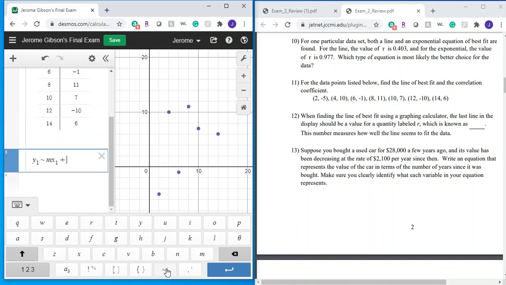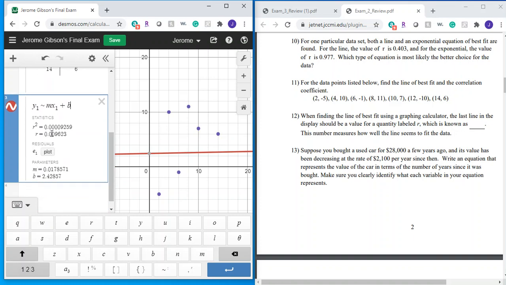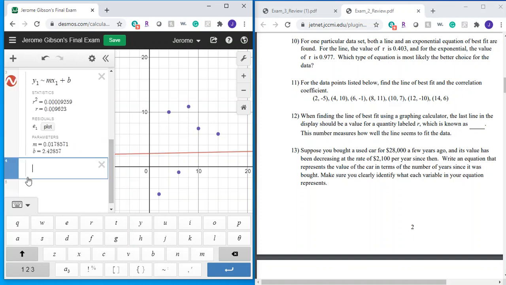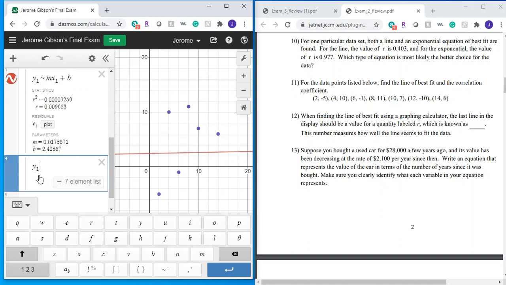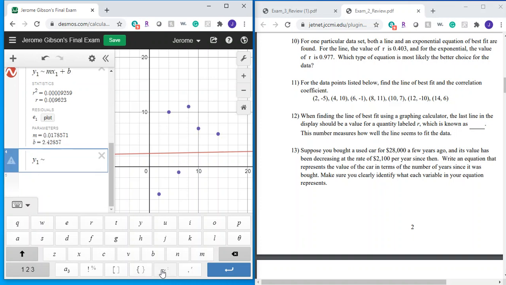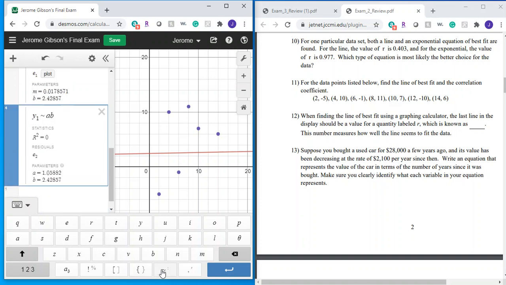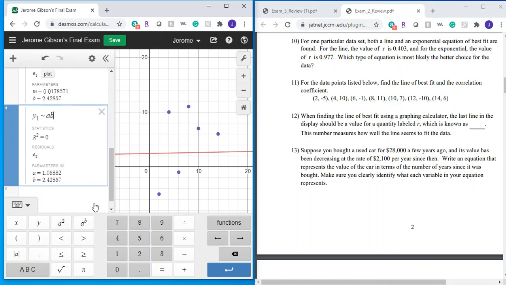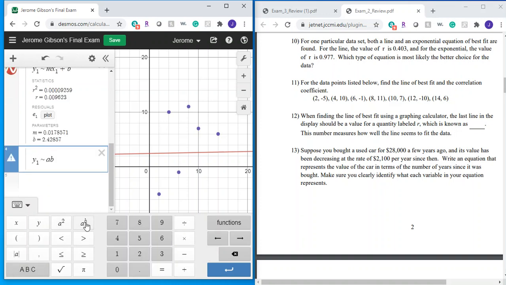mx1 plus b. Now, if you notice here, this gives us our correlation coefficient, and it also will give us an equation. So now, we do not go and click down here on number 4. We press enter, so the line will continue to extend. Now we would do the exponential. So it'll be y1. We will hit the tilde again, and we know it's AB, and then we would do our exponent. It'll be AB to the x1 power.